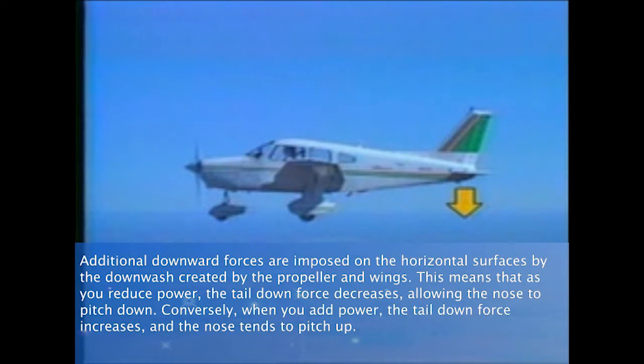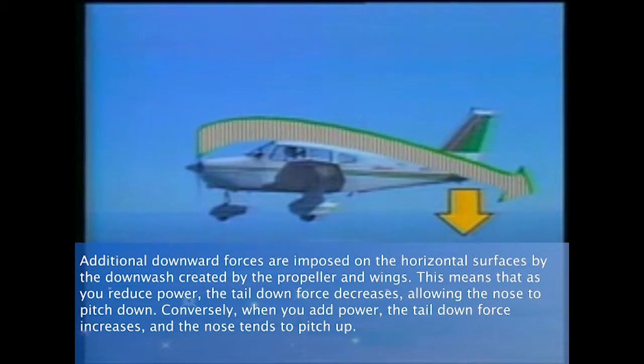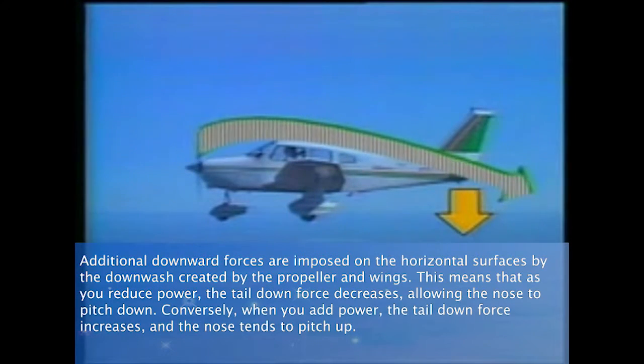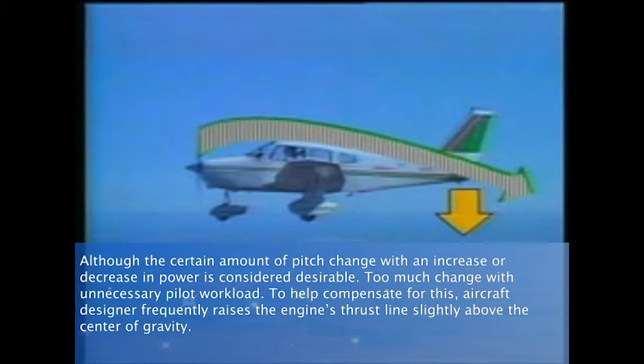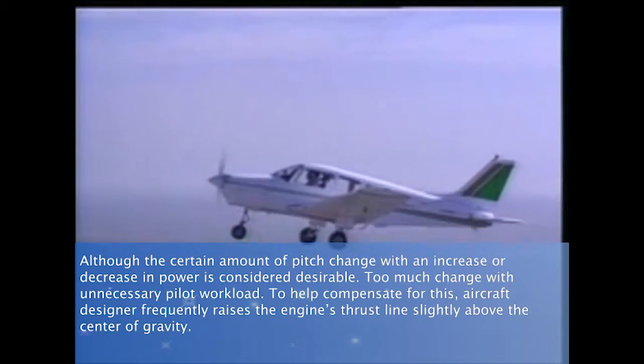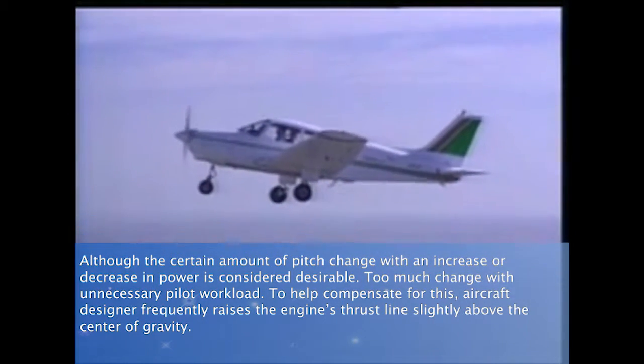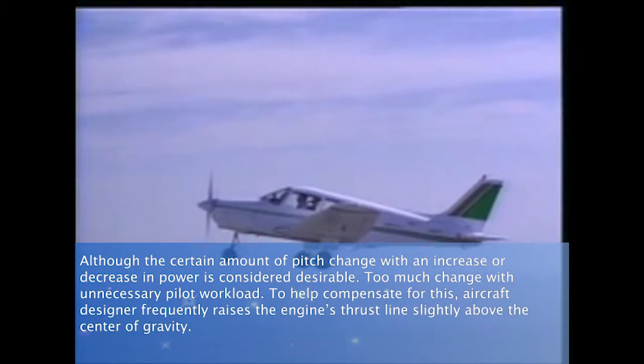Additional downward forces are imposed on the horizontal surfaces by the downwash created by the propeller and wings. This means that as you reduce power, the tail-down force decreases, allowing the nose to pitch down. Conversely, when you add power, the tail-down force increases and the nose tends to pitch up. Although a certain amount of pitch change with an increase or decrease in power is considered desirable, too much change would unnecessarily increase pilot workload.